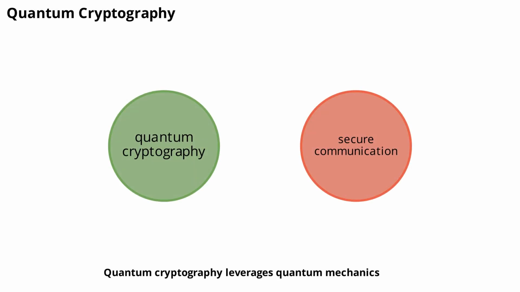Quantum cryptography leverages quantum mechanics to create secure communication systems. Unlike classical cryptography, which can be broken with enough computing power, quantum cryptography is secure against any attack, as any attempt to eavesdrop changes the quantum state and can be detected.